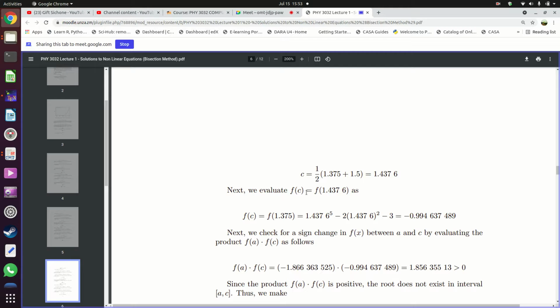After finding this midpoint of 1.4376, you want to find the value of the function at this midpoint. You want to find f of c. So f of c is going to be equal to f of 1.4376, which is 1.4376 to the power 5 minus 2 times 1.4376 to the power 2 minus 3, and you're going to get the value of the function at the midpoint as minus 0.994637489. This is negative.